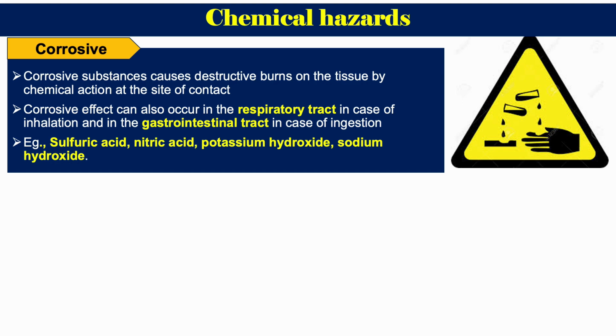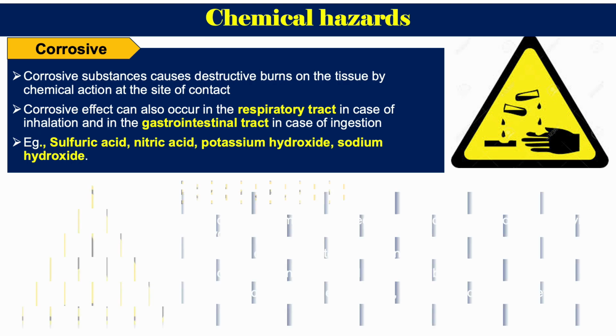Corrosives are the most common chemical hazards. These are the substances that cause a destructive burn on the tissues by chemical action at the site of contact. Corrosive effect can also occur in the respiratory tract in case of inhalation and in the gastrointestinal tract in case of ingestion. Sulfuric acid, nitric acid, potassium hydroxide, and sodium hydroxides are common examples of corrosives.